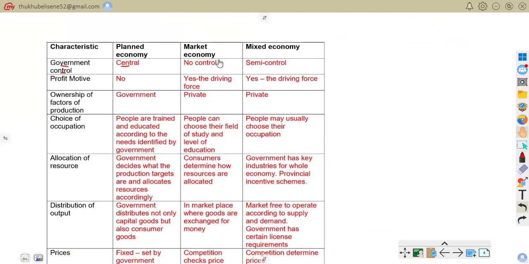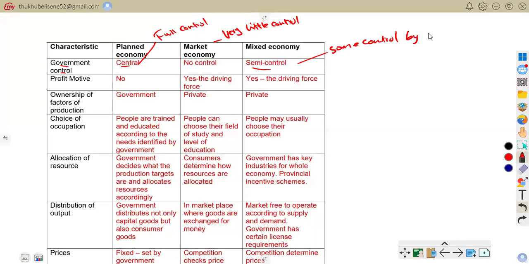But when it comes to market economy, we have very little control, we can put it that way, because there we are saying full control, but under market, we can say very little control. But when it comes to mixed economy, it is semi-control, meaning some control by government.